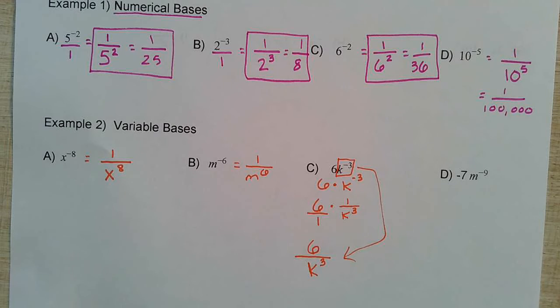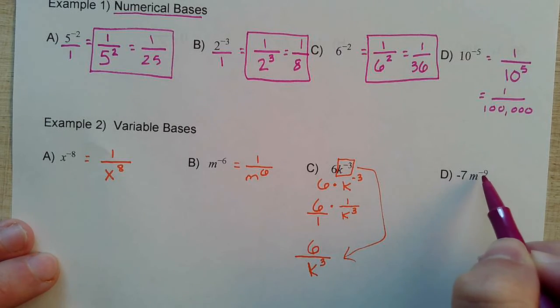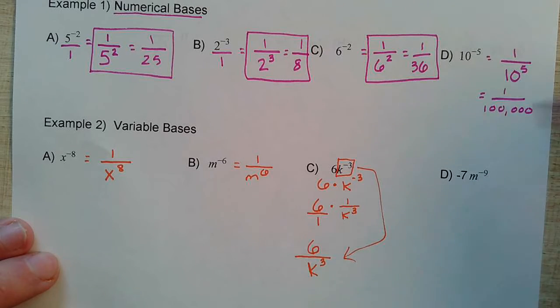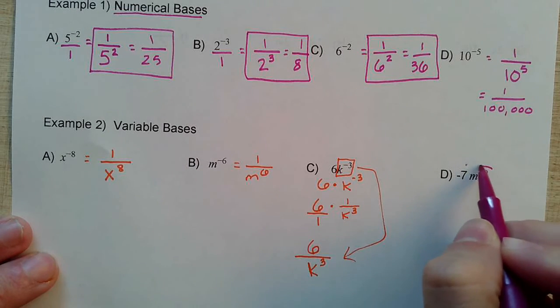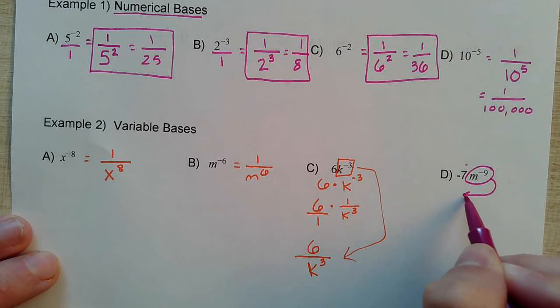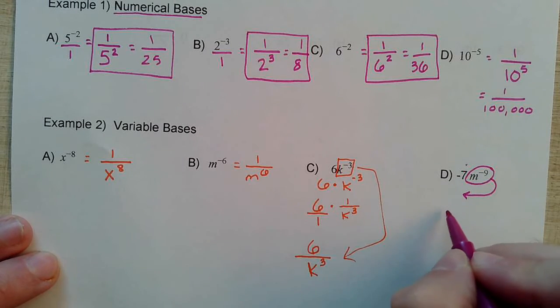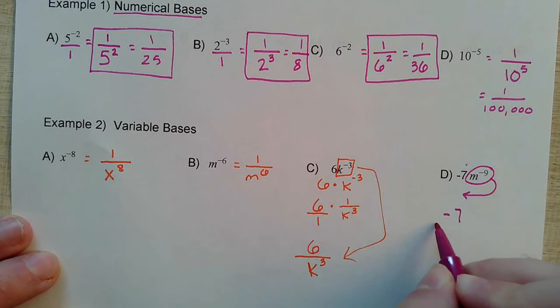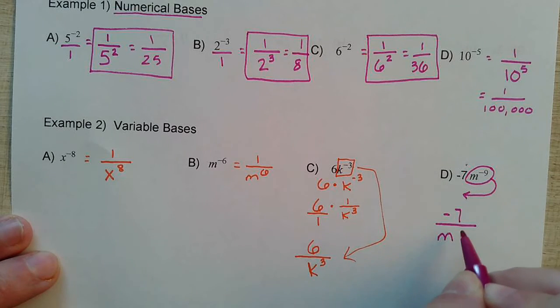So if we wanted to go the short route in the next one, negative 7 times m to the negative 9: this negative 7 does not have the rule applied to it. The rule is only for negative exponents. So here, this part does get the rule. Like we did in the last one, I'm just going to move it underneath the negative 7, giving me a result of negative 7 on top, m to the positive 9 on the bottom.